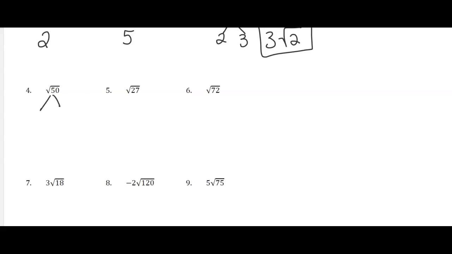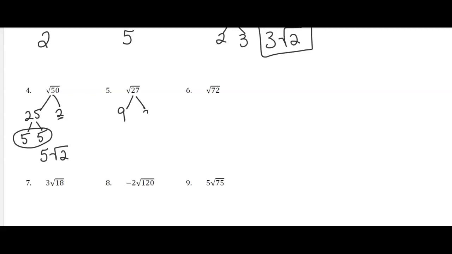Okay, so 50 is 25 times 2, which is 5 times 5 times 2. Well, these partners are next to each other, so I'm just going to circle them. And so it's 5 square root 2. And again, there was nothing to go with the 2, so that's why it stays underneath.